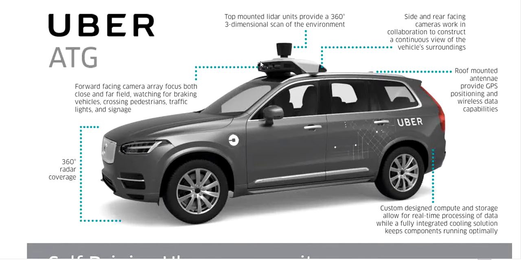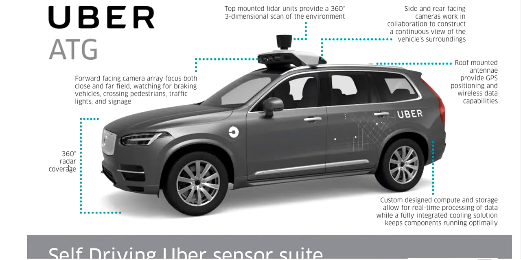On the autonomous vehicle right here, they apply the camera to focus on both close and far field, watching the braking vehicle, the closing pedestrian, and classifying traffic lights and signals. LiDAR sees three dimensions and scans the environment. They also have side and rear facing cameras working in collaboration to construct a continuous view of the vehicle's surroundings. Right here they have GPS and wireless data capability. Right here they have 360 radar on the front and rear.